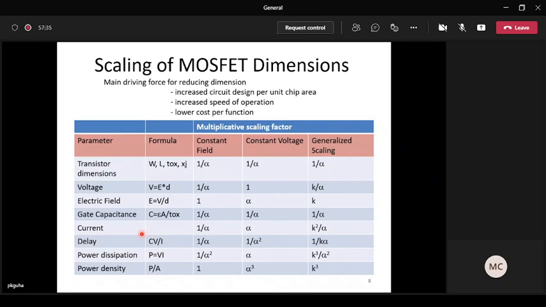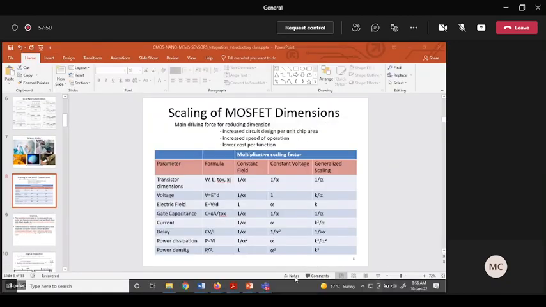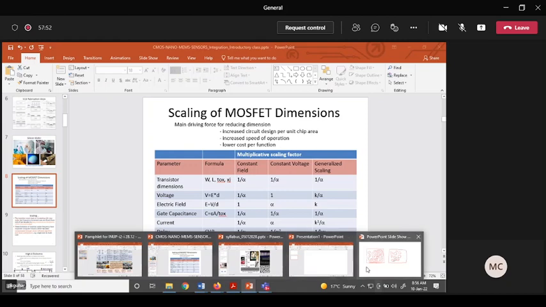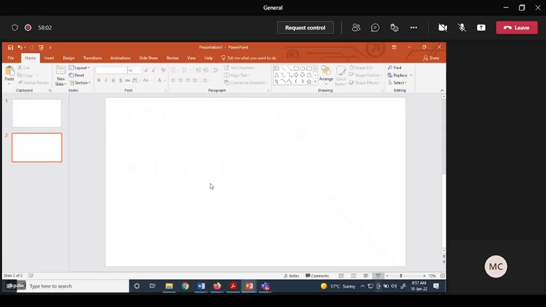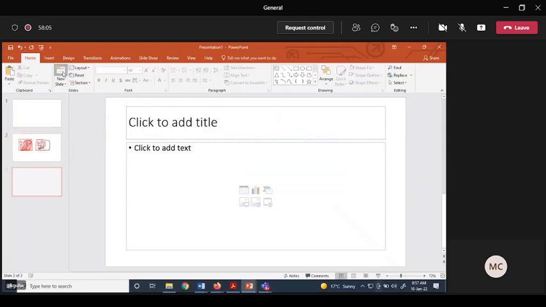Okay, what do I mean by size? By size, I mean W, L, TOX, XJ, etc. What is W, L? I think all of you know, but let me explain for those who are not aware what I mean by size.